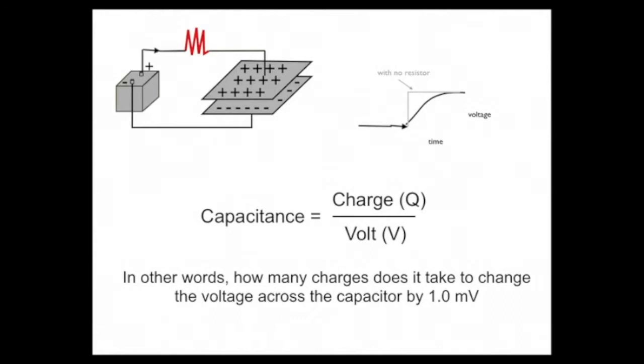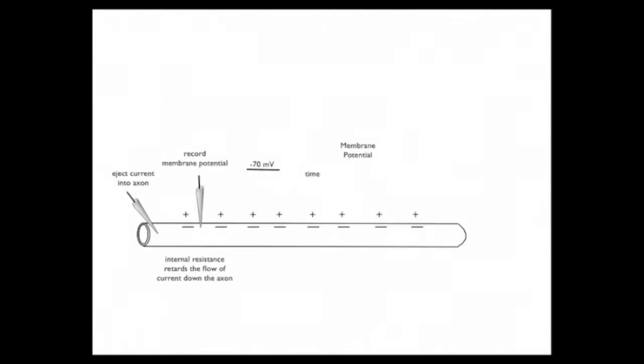Now the reason I introduced this is because a resistive capacitive circuit, as this is called, is a far more realistic situation that exists in an axon than just a wire going directly to a capacitor plate. And the reason is this. Right? Here I have an axon, and on the left-hand side I have an electrode that's going to inject current into the axon, and then I have another electrode in the axon that's going to record the membrane potential.